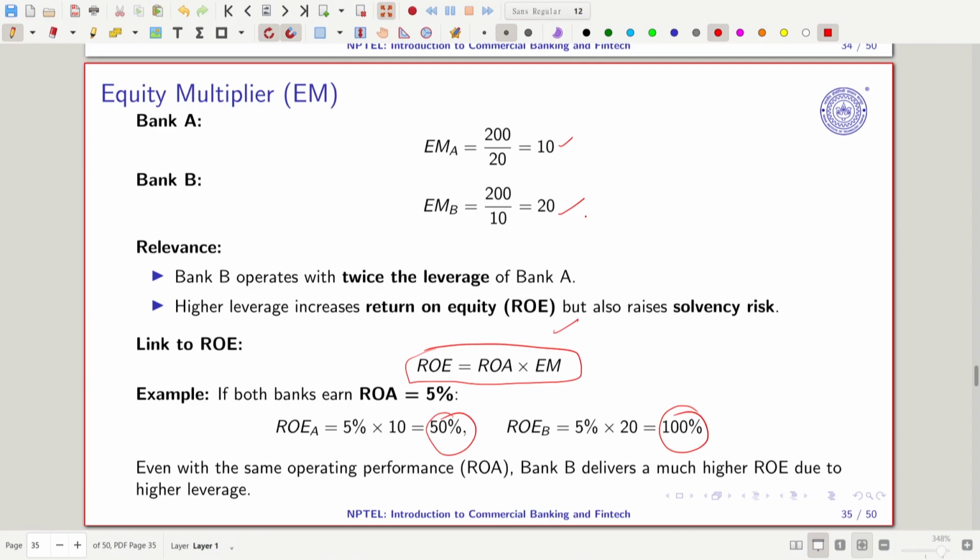So even with the same operating performance, bank B delivers a much higher ROE due to higher leverage, because here you have the equity multiplier, and the equity multiplier is nothing but total assets upon the shareholders' equity. So asset quality matters here, and that's why you will see that throughout the regulation we focus more on the asset side, and this is where it is very, very important to understand.